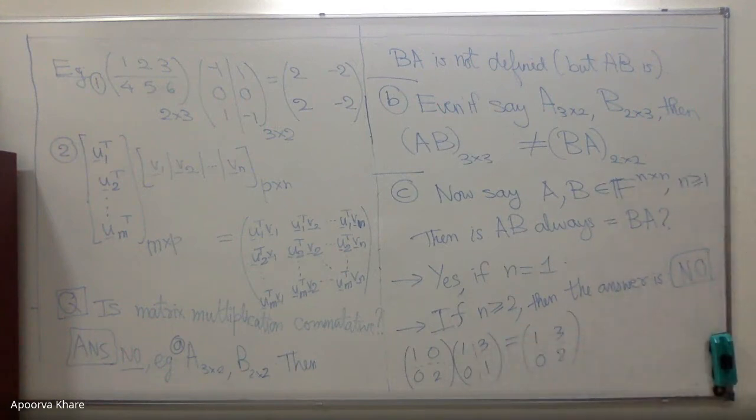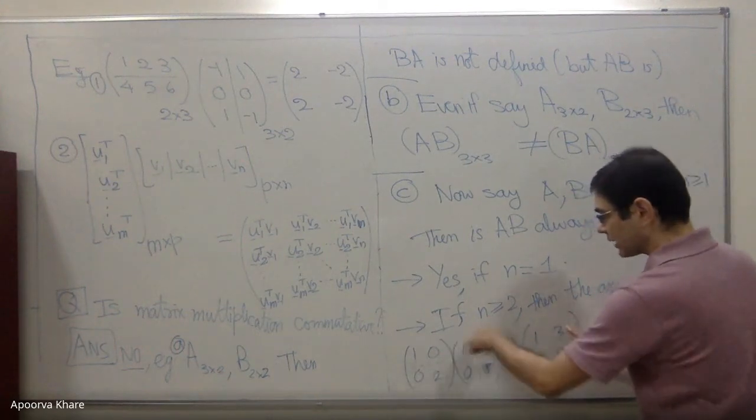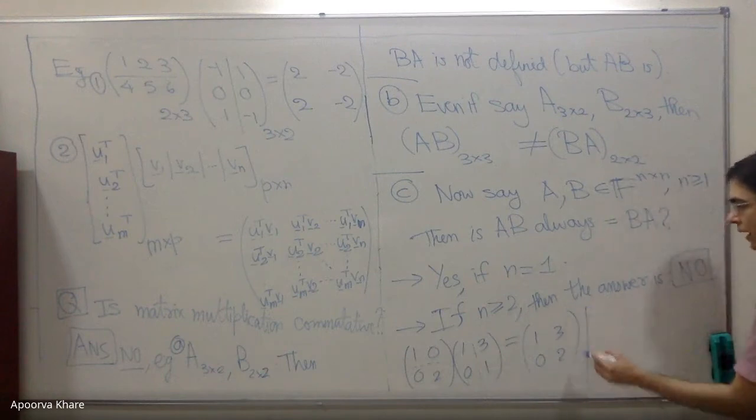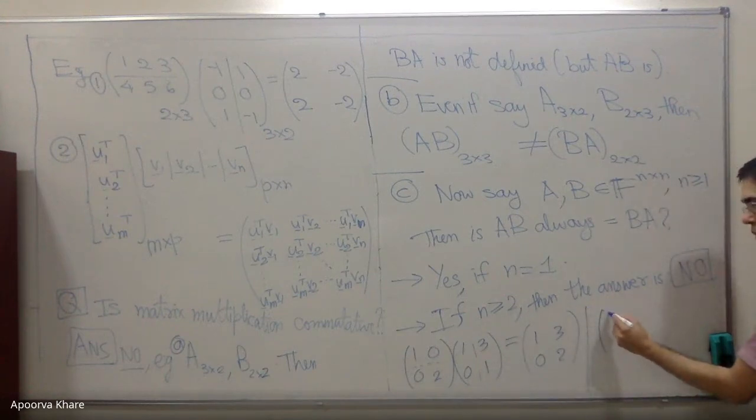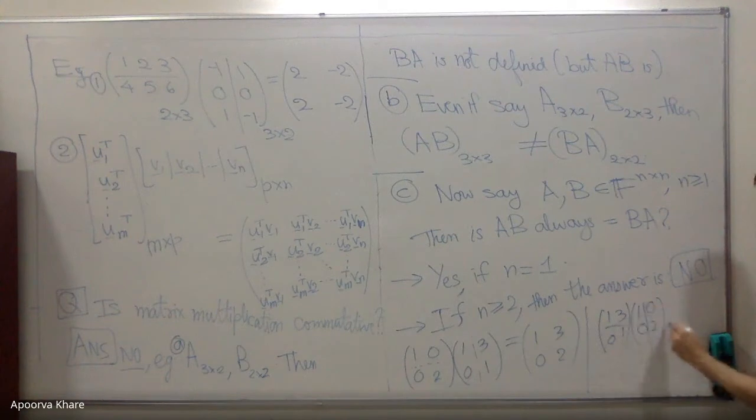And then here you get just 3, because it's the first row times the second column, 1 times 3 plus 0 times 1. But now, [1 3; 0 1] times [1 0; 0 2]. If I do it this way, what do I get? Let's see. Maybe I get the same thing. I don't know. So again, I still get 1, 2 and 0 here.